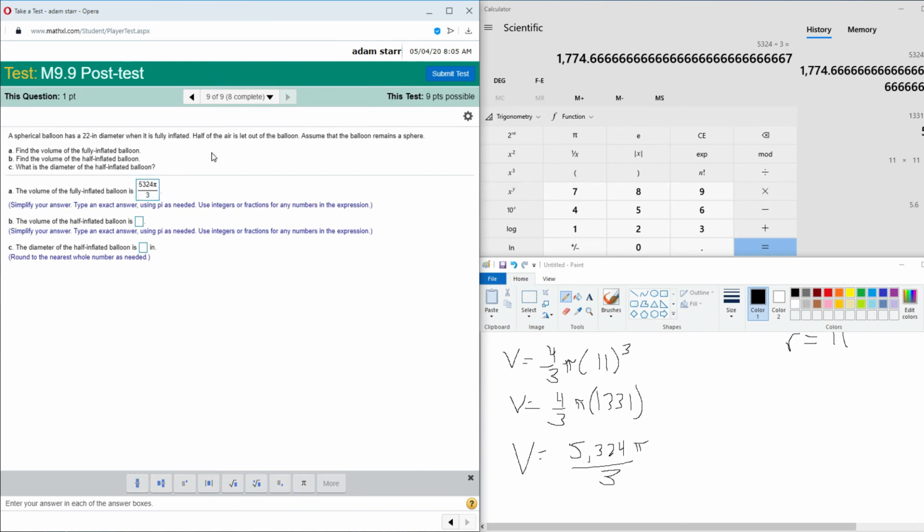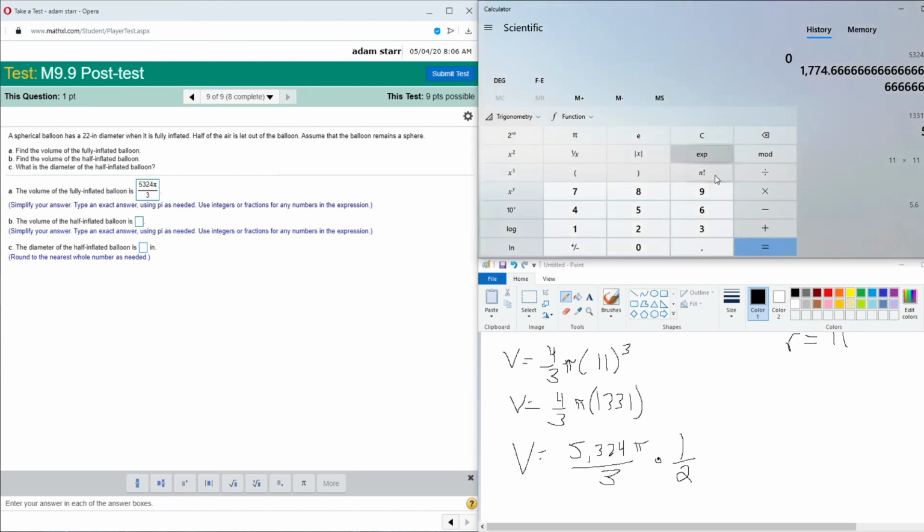And then we're letting out half the air. So half the volume of the balloon is coming out, which means the volume of the half-inflated balloon is just going to be half of what we just found, which means I'm going to have to divide this by 2, which is the same thing as multiplying by a half. So we could multiply across and get a denominator of 6, but we can cross simplify as well. So this 5,324 can divide by 2. So that's actually what I'm going to do. I'm going to just simplify my diagonals.